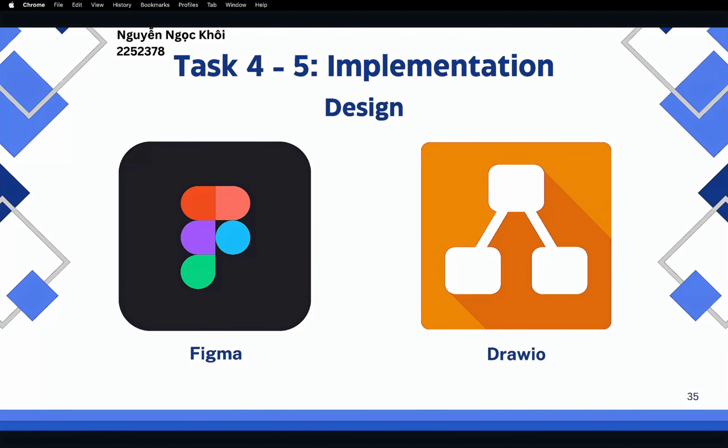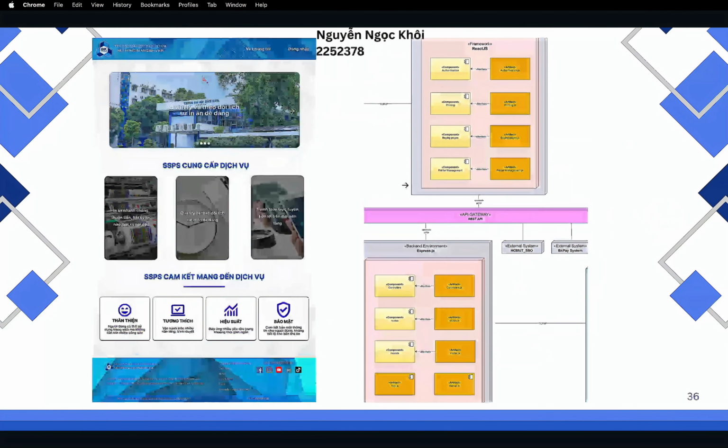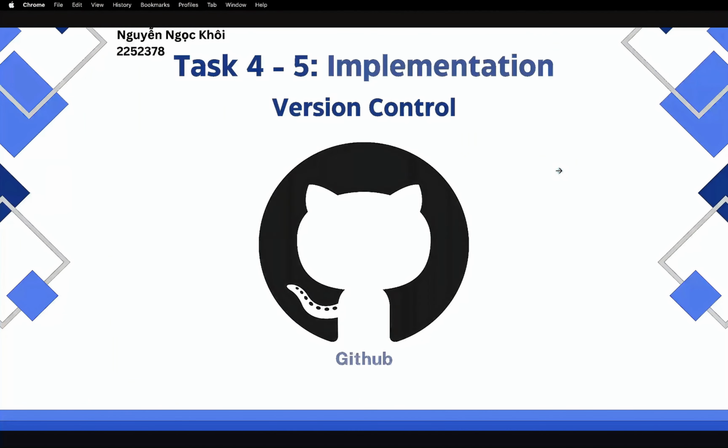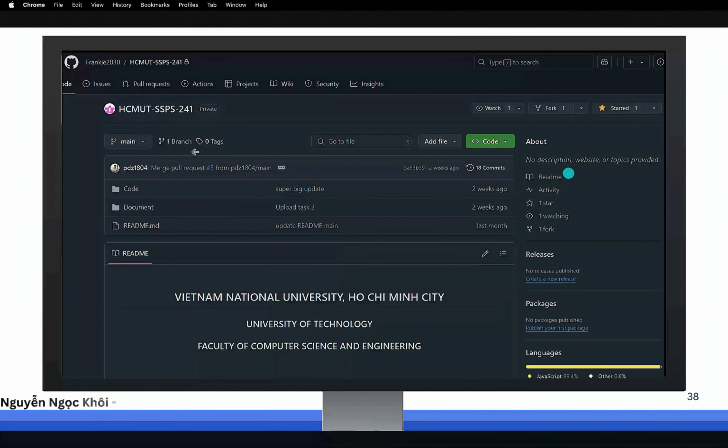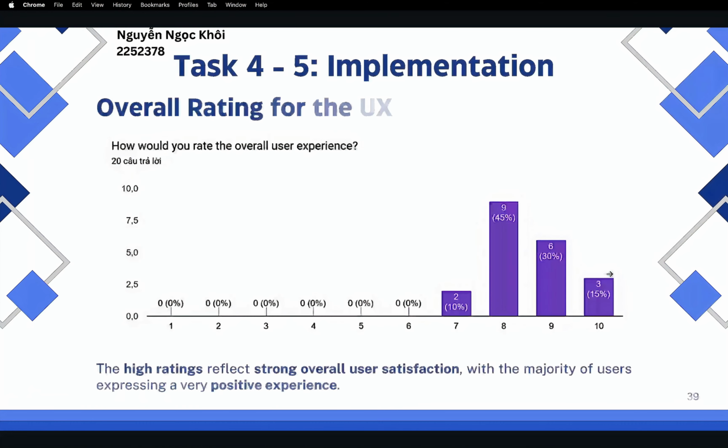We utilize 2 powerful tools, Figma and Draw.io. The former is used to create intuitive prototypes as well as UI, while Draw.io is for mapping out workflows and system architecture. This is our Figma design. For version control, we use GitHub to track changes, mitigate conflicts, and maintain code integrity. This is our GitHub repository with the organized structure of a code document folder as well as the README for providing key project details for the other users.